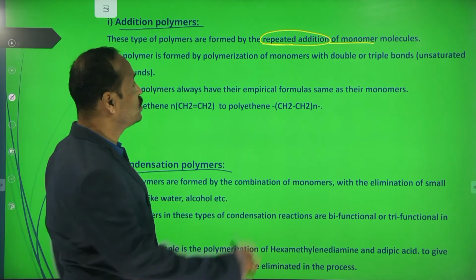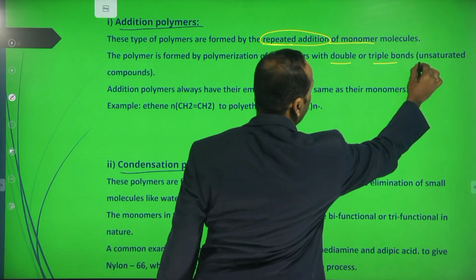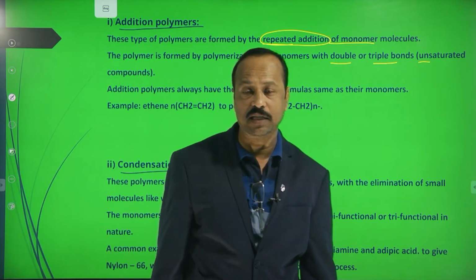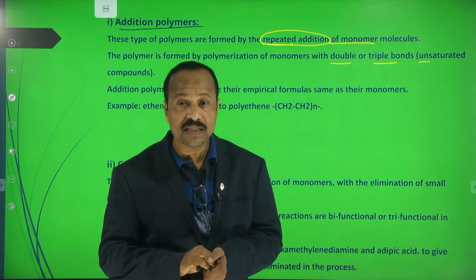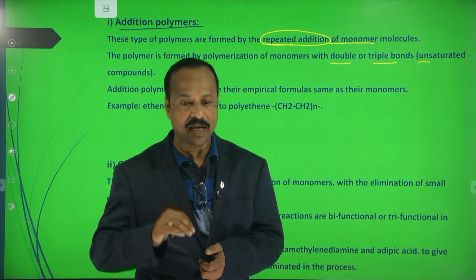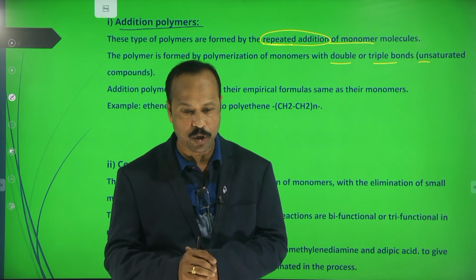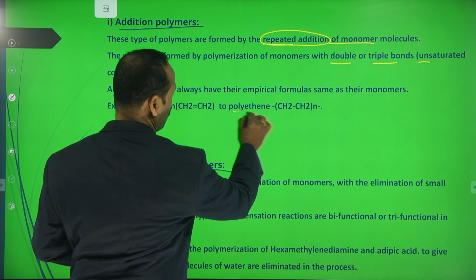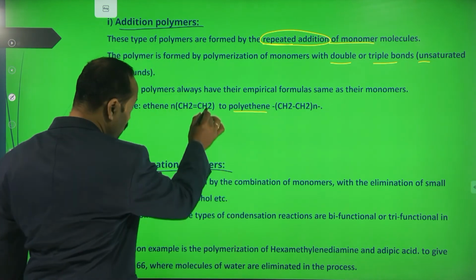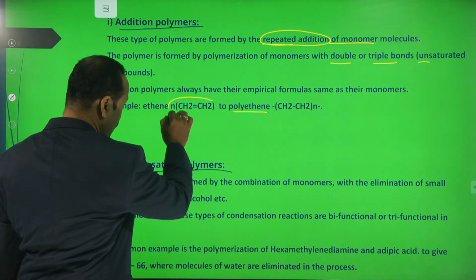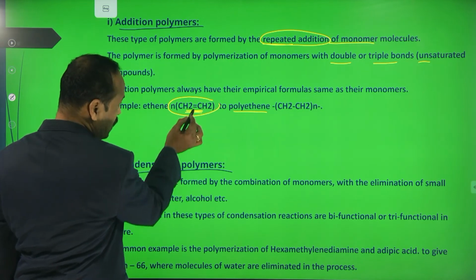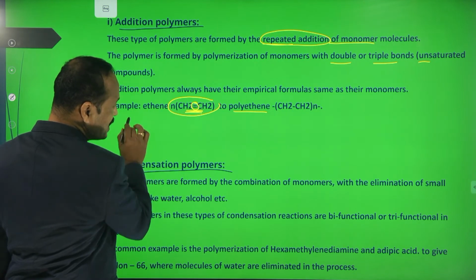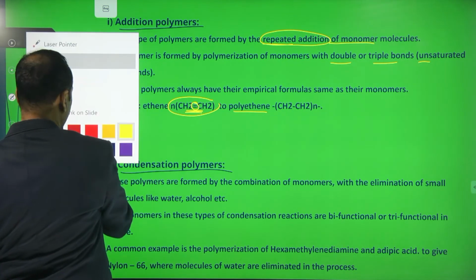Generally, this polymerization is formed from double and triple bonds, that is, unsaturated compounds. Addition polymerization takes place among unsaturated hydrocarbons. An example is polyethylene, or polythene, the plastic cover. It is made from the molecule of ethene. Here in ethene you can see an equals sign, that is a double bond.